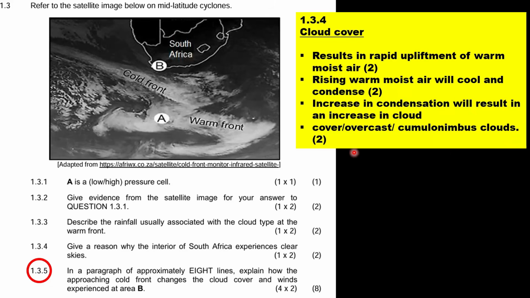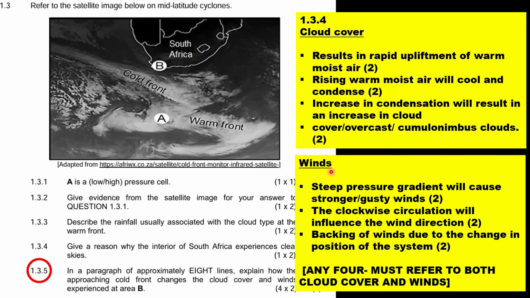Now about wind. As the front moves closer, the pressure gradient becomes steeper. Wind becomes stronger and gusty. Wind direction changes due to the clockwise circulation. Wind backs because the system is moving eastwards.